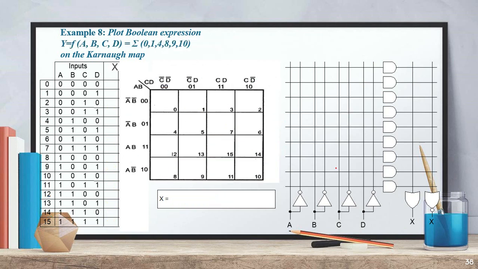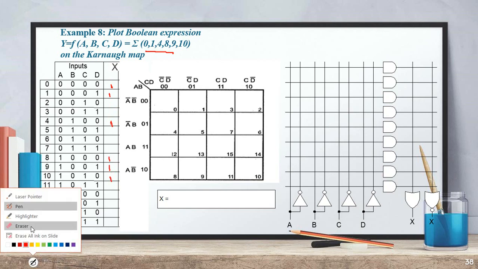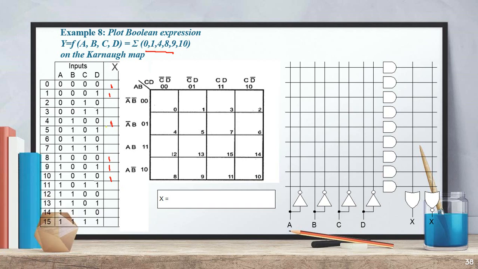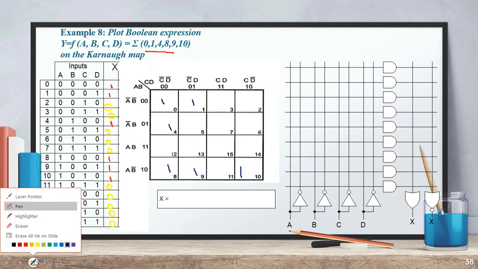We can try more problems. Let's check it out. The next problem is 0, 1, 4, 8, 9, 10. So in this, 0 is here, then 1 and 4, 8, 9, 10, and the other portions are filled with zeros. Now represent the truth table 1s in the KMAP. So we have ones present in 1 and 0 and 4, 8, 9 and 10, so a total of 6 ones, and the others are filled with zeros.